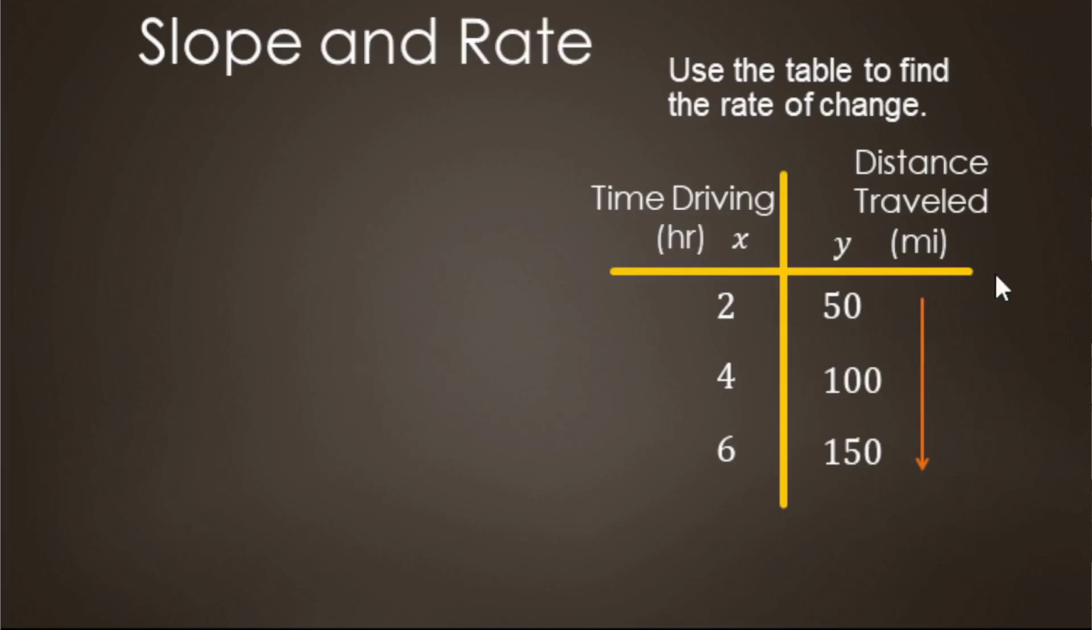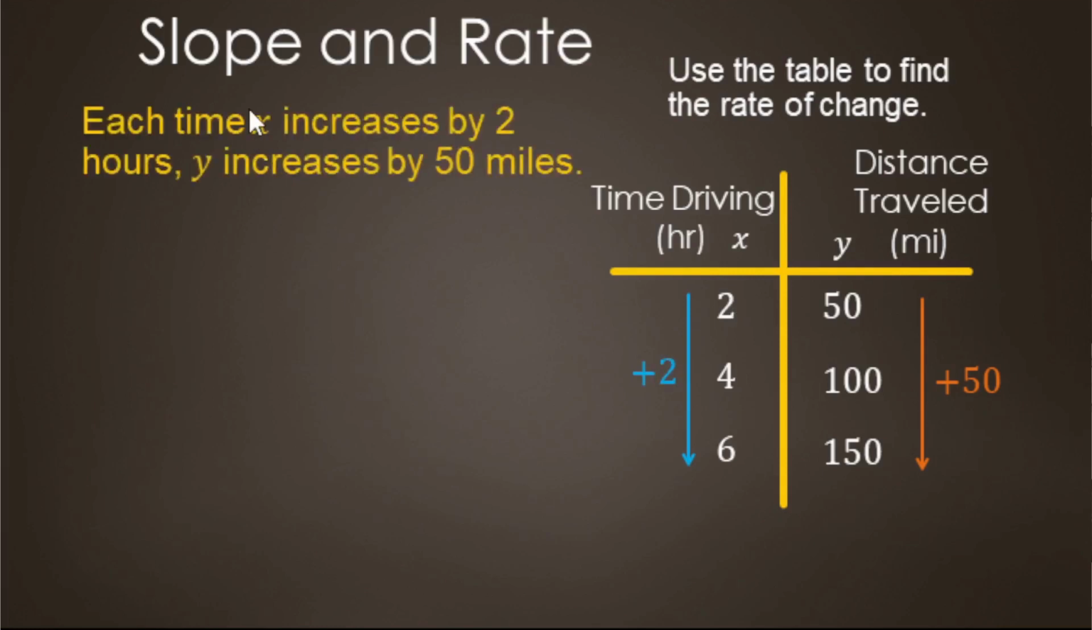So the right-hand column, the distance or the y's, it's 50, 100, 150. It's going up by 50s. And then for the other column, the time, the hours, or the x's, that's going from 2 to 4 to 6, going up by 2's each time. So we can summarize this in a sentence. Each time the x increases by 2 hours, the y increases by 50 miles.